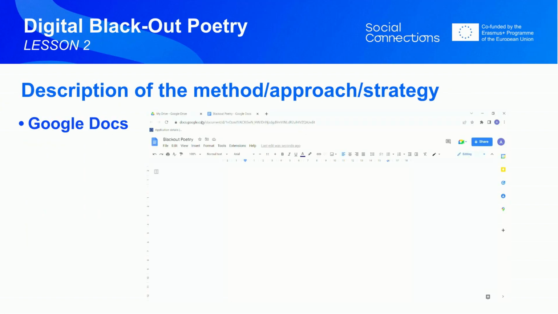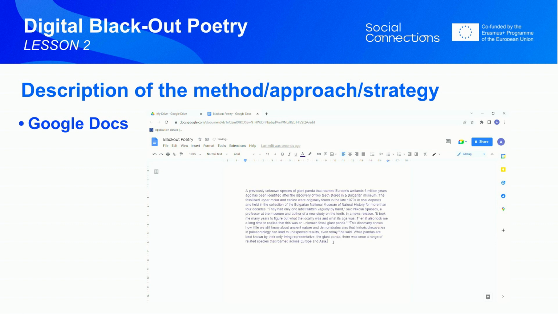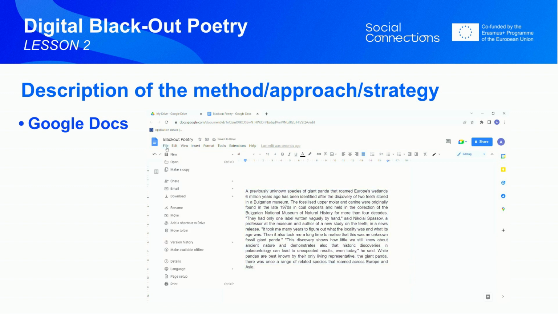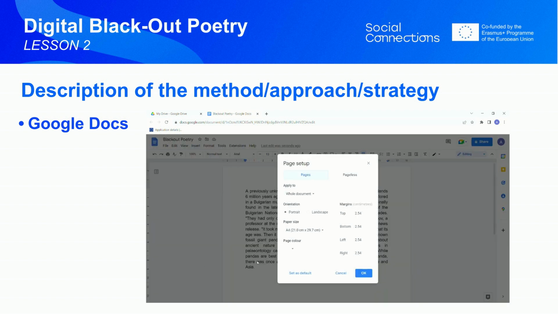In the case of using Google Docs to perform the activity, the procedure is the following. First, paste the text without formatting it in a new document. Then, adjust the font, the text, and the page size to fit a poem. Remember to select the black color for the text. Then, go to File and then Page Setup, and choose a color other than black or white for the page background.